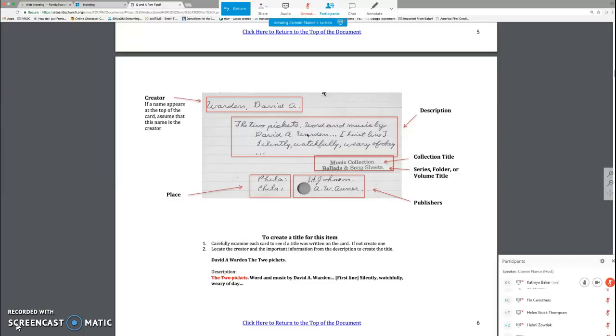Then we have the description, and it's usually the first part of the description. It'll be the name of the song or a play or a poem. So the title would be David A. Wharton, The Two Pickets. On this card, we would put the creator before the title.